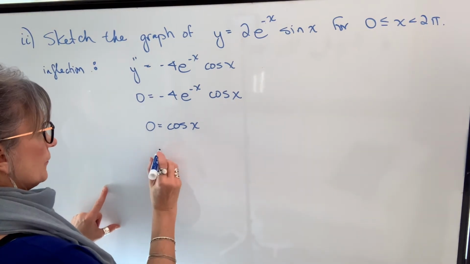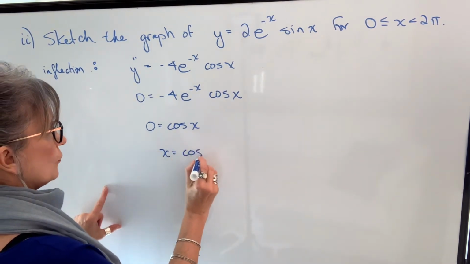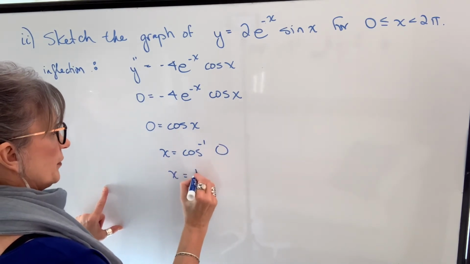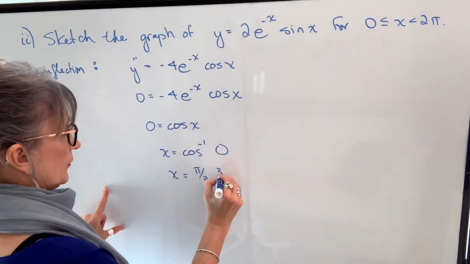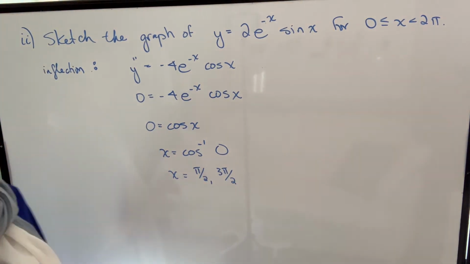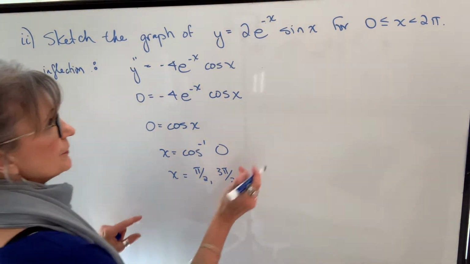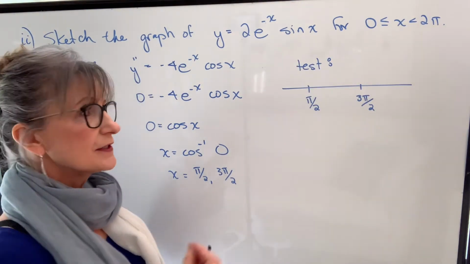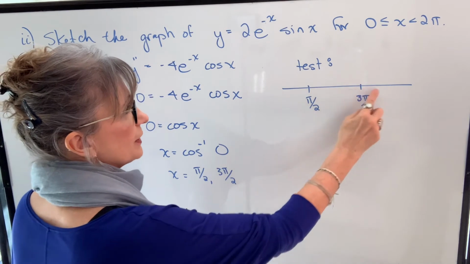And in order to solve for x, I take the inverse cos of 0, and the inverse cos of 0 will be pi over 2 and 3 pi over 2. Again, that's a special angle. Now that we have these two values, we have to test. What we're doing is seeing if the second derivative is positive or negative in each of these 3 intervals.